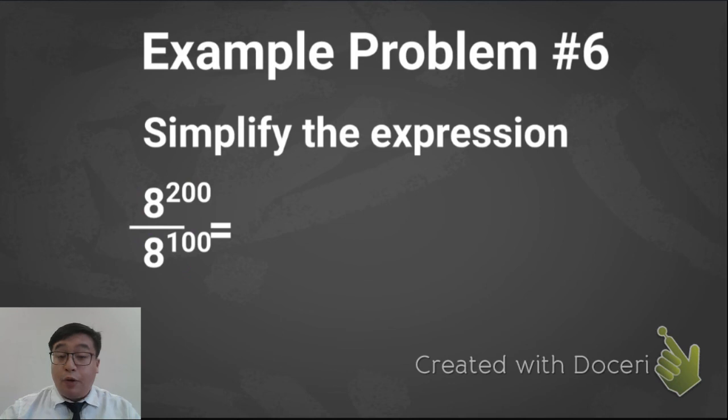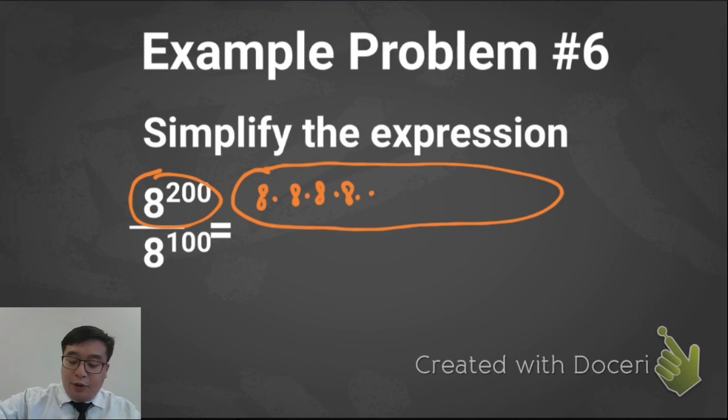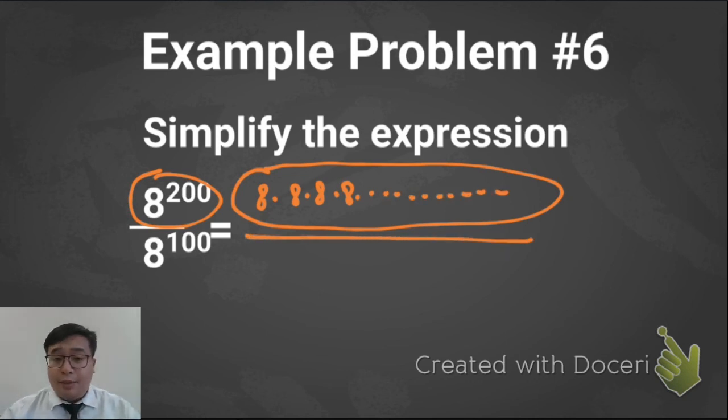All right, and now let's go over our last example. Here I have 8 to the 200th power divided by 8 to the 100th power. So 8 to the 200, how many 8s are being multiplied together? There are going to be 200 of these 8s. Again, I don't want to write all of it, so I'm going to need you guys to use your imagination. I have 200 of these 8s all on top of the fraction bar. Can you guys imagine that?